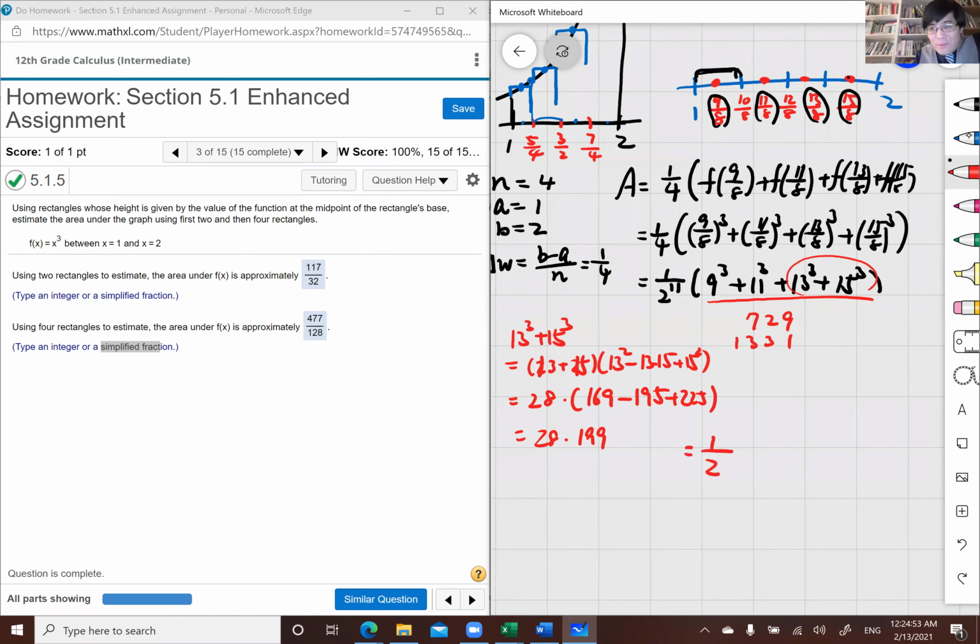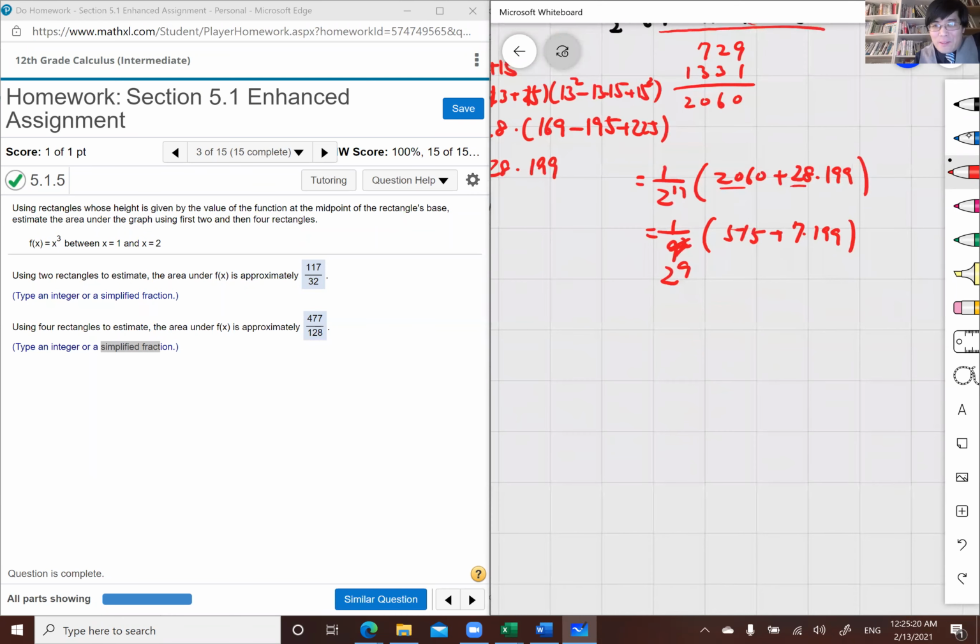So it's going to be 1 over 2 to the 11th times 2060 plus 28 times 199. Okay, this is reducible by 4. So factor out 4. So it's going to be 515 plus 7 times 199. Terrible. It's very bad if we try to do it manually. So the 515, just stay here.